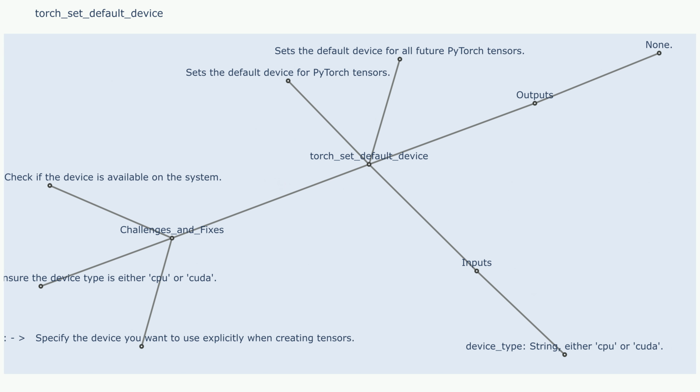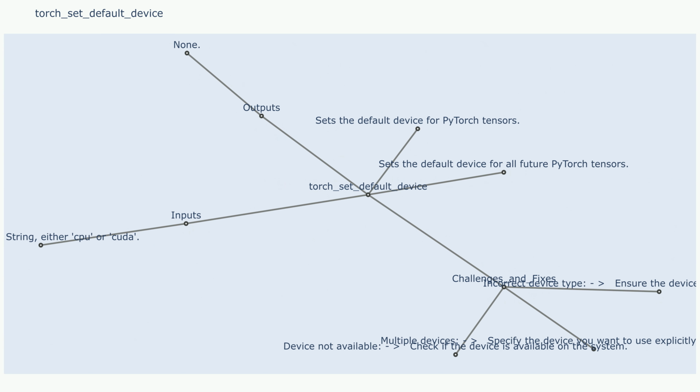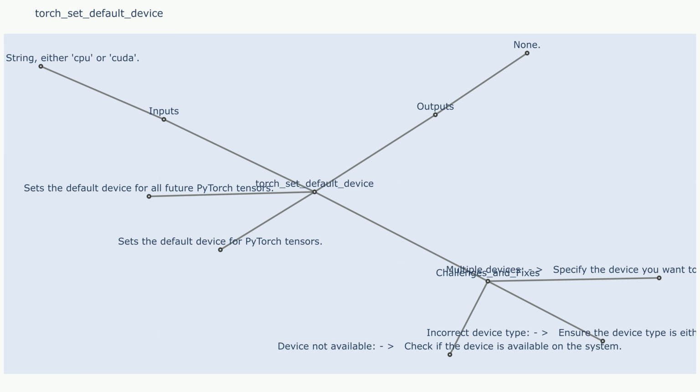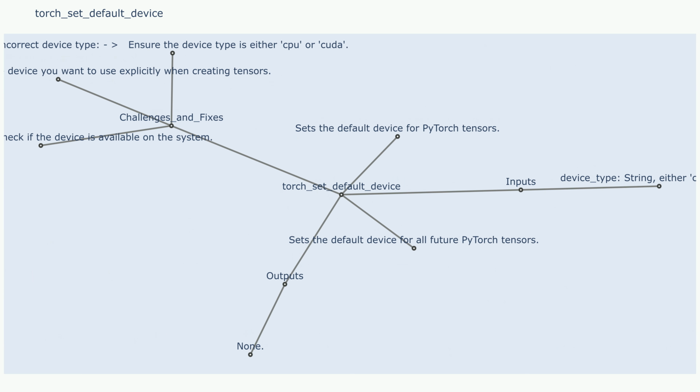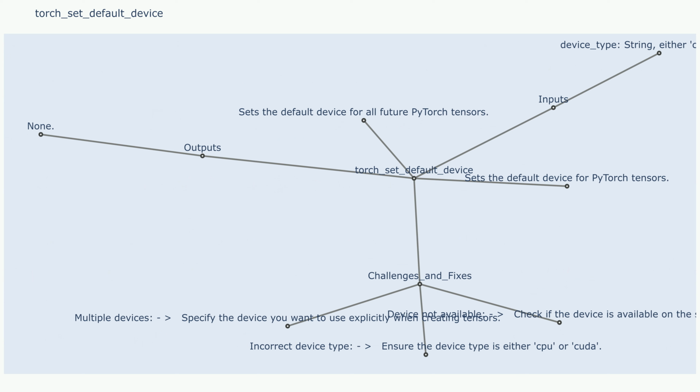Outputs: None. This function does not return any value. It modifies the default device for future tensor creation. Steps: the function takes a device string as input. It sets the default device for PyTorch tensors to the specified device.